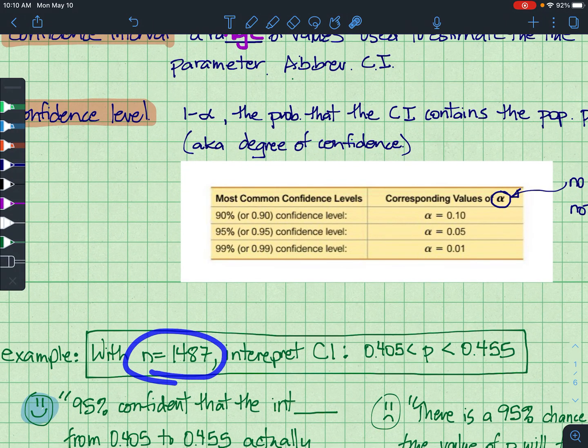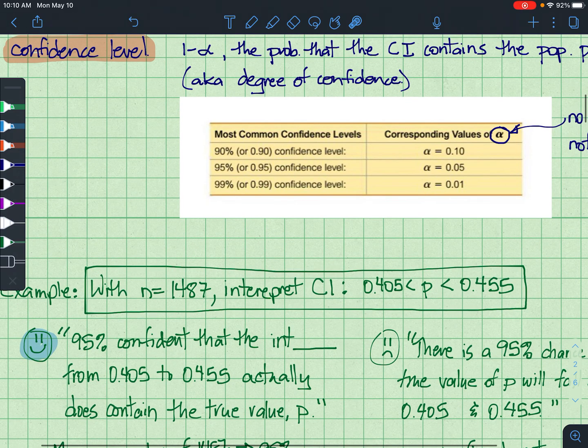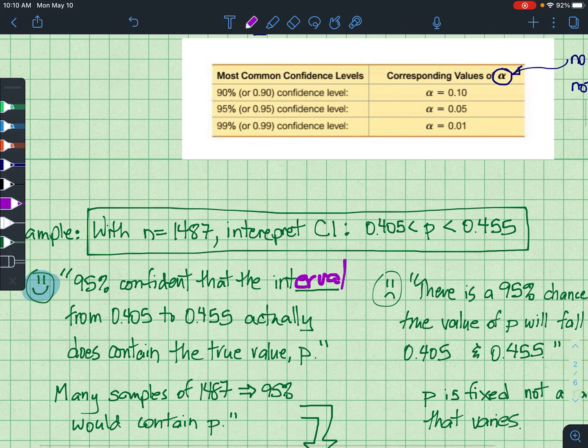So here's an example. Again, 1,487 people. Interpret the confidence interval that's given to us by this value here. More on how we come up with that in another example. But how do you read that? 95% confident that the interval from 0.405 to 0.455 actually does contain the true value p. And this means that if you take many samples of similar size, 95% of them would contain p.